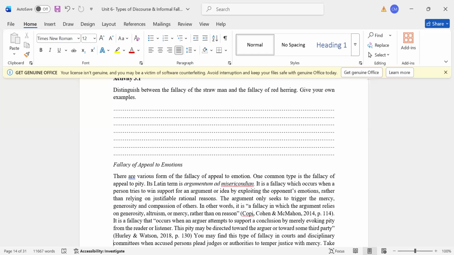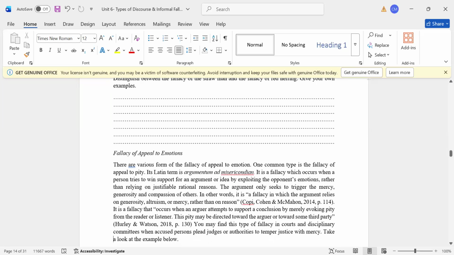And there are many types of that appeal to emotions. Under the appeal to emotions, the first one is appeal to pity, which I've just explained. When you say I'm sorry, the person should have pity on you, or should have mercy on you.